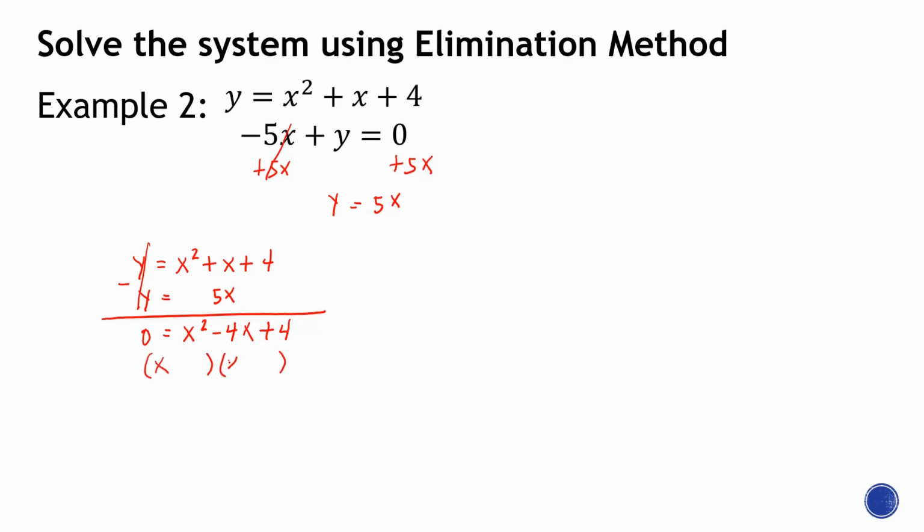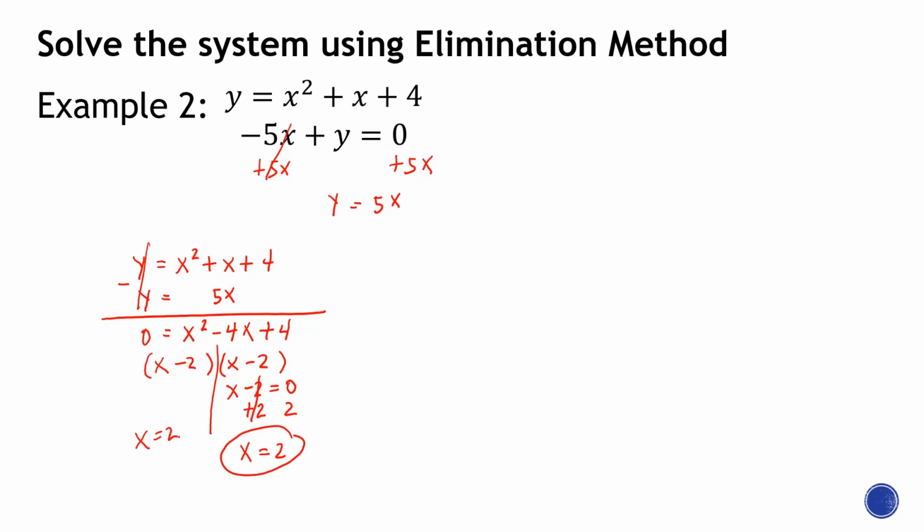This is x and this is x. Factors of positive 4. Two numbers that when you multiply the answer is positive 4 and add up to negative 4. That means we're talking about negative 2 and negative 2. Now since they are identical, we just need to solve one. So x equals positive 2. This one obviously is equal to 2 also.